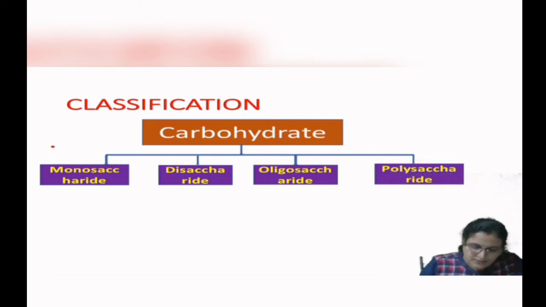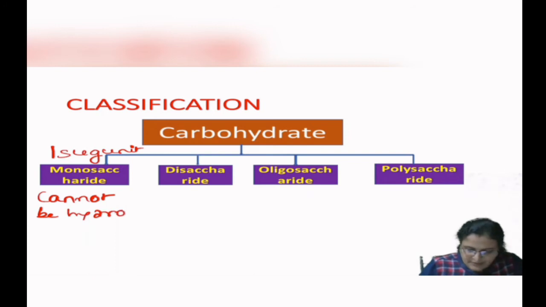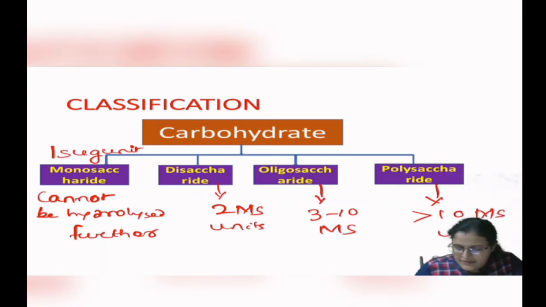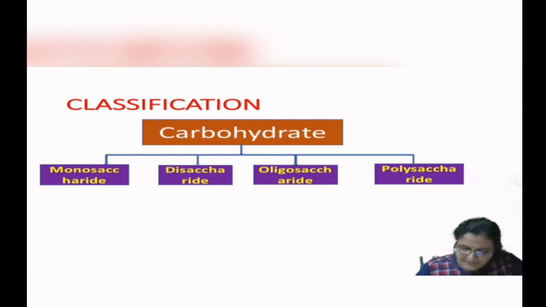Monosaccharides constitute one sugar unit that cannot be hydrolyzed further. Disaccharide with 2 monosaccharide units. Oligosaccharide 3 to 10 monosaccharide units. Polysaccharide greater than 10 monosaccharide units. Then coming to classification of monosaccharide. Monosaccharides are again classified according to the number of carbon atoms and according to the functional group.